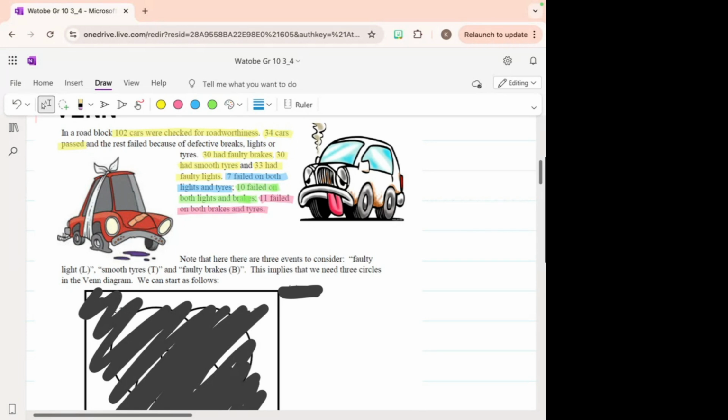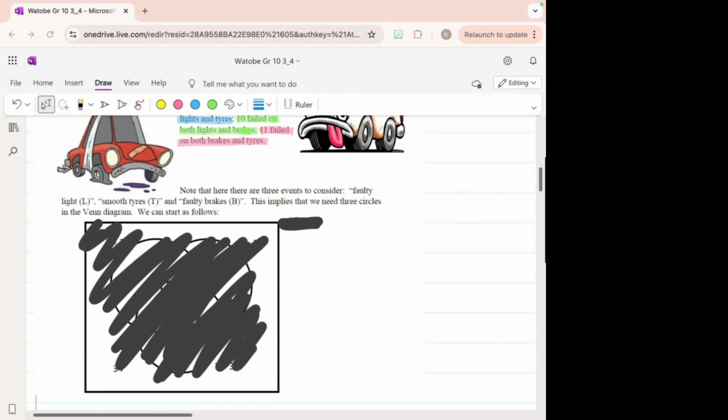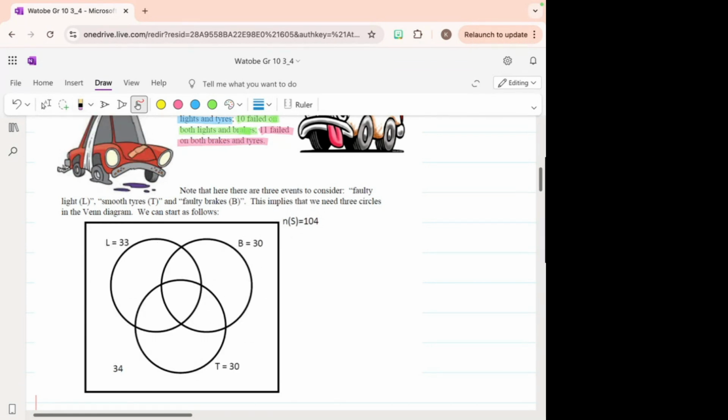Note, there are 3 events to consider. Faulty lights, smooth tires, okay, and faulty brakes. So we've got 3 events that we need to consider here, all right? And we need to have a look at how many circles we need. If we've got 3 events, what do we need to have? We need to have 3 circles in our diagram. So I'm going to go ahead here and erase these markings that I had here before, all right?